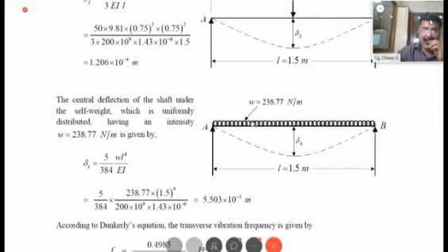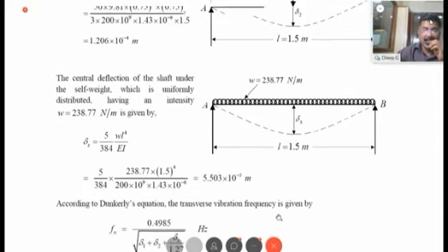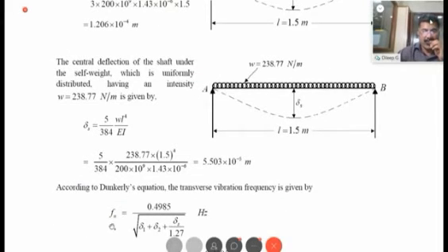So you got delta 1, delta 2 as well as delta S. Now using Dunkerley's equation, which is Fn is equal to 0.4985 divided by square root of delta 1 plus delta 2 plus delta S divided by 1.27, you can find out the natural frequency in hertz, the transverse vibration frequency.